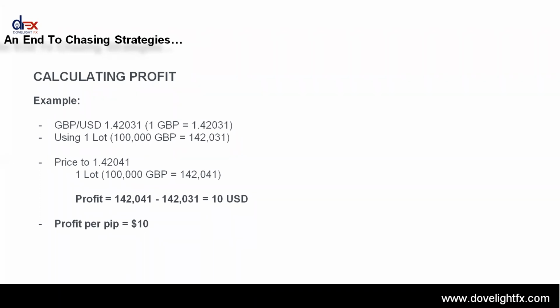Using one lot size, we now do what? One lot size is equal to 100,000 units, we multiply it by 1.42031. Price now moves to 1.42041, and one lot size of that is 142,041. So our profit is going to be the price moved, which is the high minus the low, which gives us $10 per pip. We make $10 off of this trade.